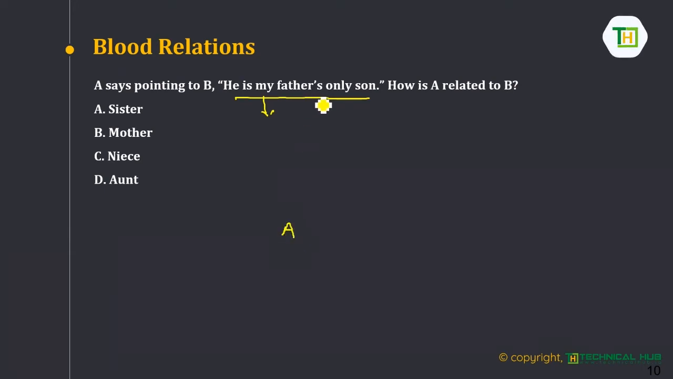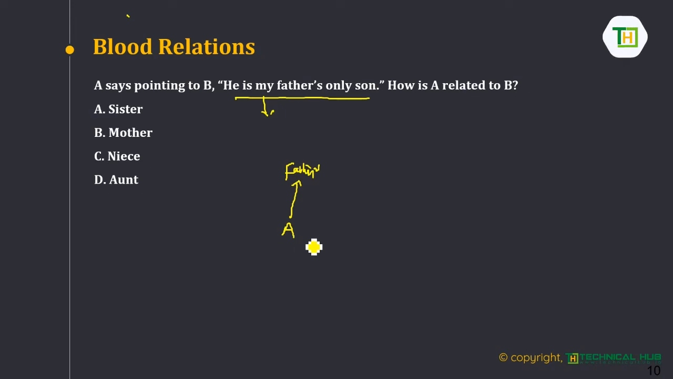So A's father's only son. "Only son" means pointing to a person. "Only son" means definitely this person is not A. That son's name is B. Okay, here "he is my father's only son": my father's only son means that person is B.